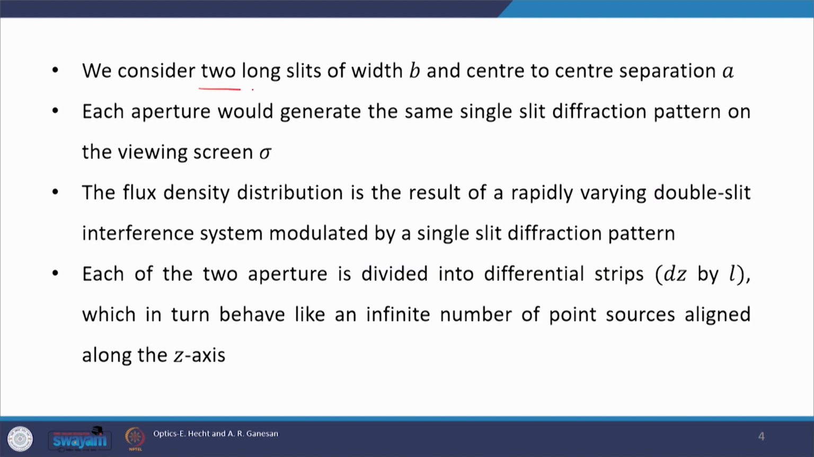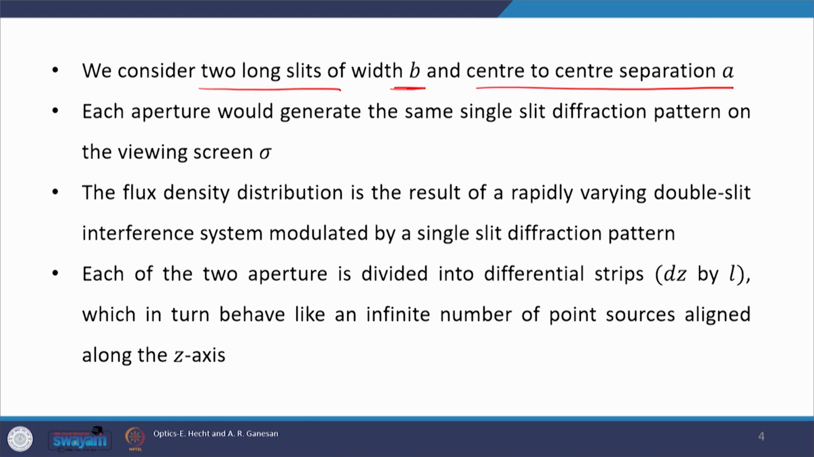Here we consider two long slits, each of width B and center to center separation A. Once we had a single slit, we divided the width of the slit into infinitesimally small widths of delta z length, and then using the Fraunhofer analysis which we performed in the last class, we reduced each line source to a point source emitting a circular wave. Now, we will do the same here too.